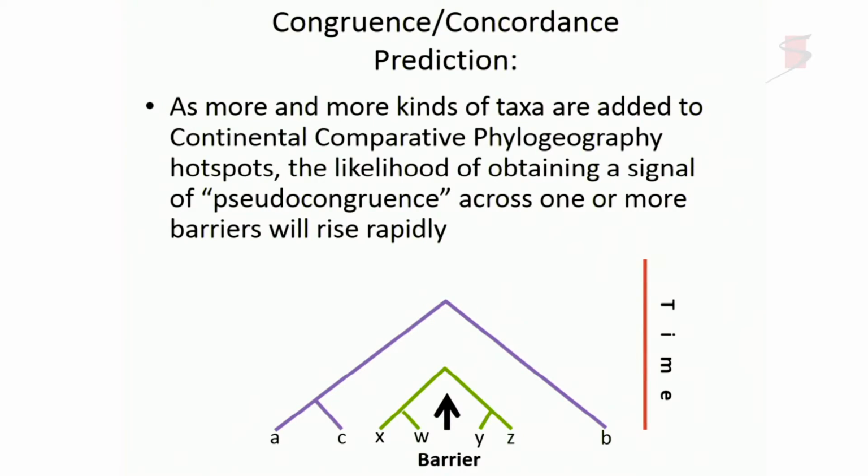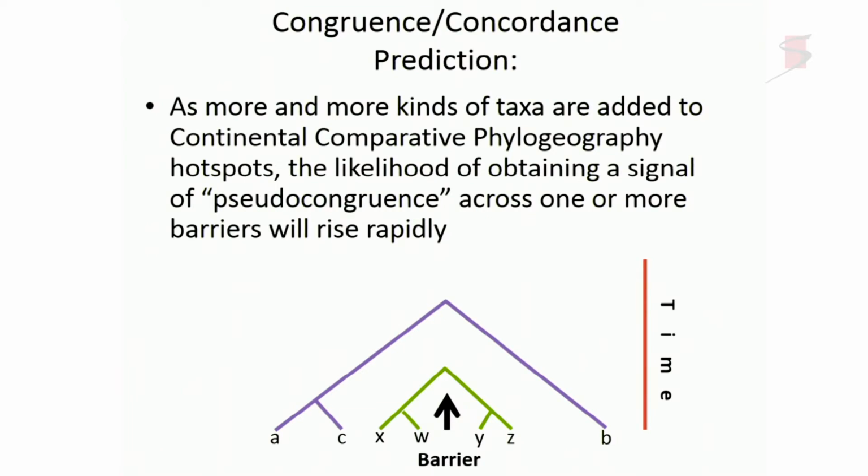Here's one that I think is a theme that is sort of a paradigm shift in biogeography, and I think it's been driven by comparative phylogeography to a large extent, and I think it'll have some implications in terms of the kinds of questions people will ask into the future. So when we talk about congruence or concordance across co-distributed taxa, I would make the statement: as more and more kinds of taxa are added to continental comparative phylogeography hotspots, the likelihood of obtaining a signal of what we call pseudocongruence across one or more barriers will rise rapidly.